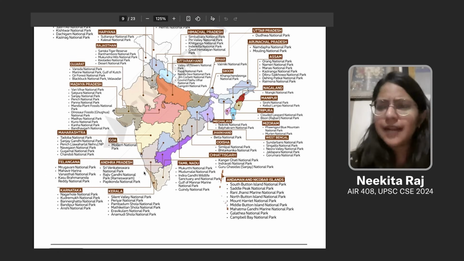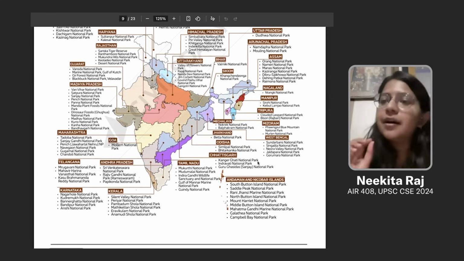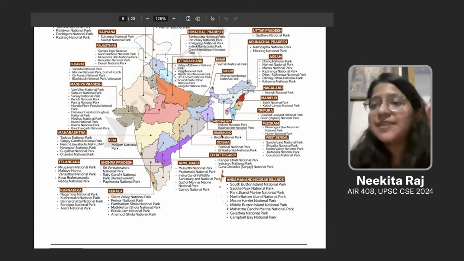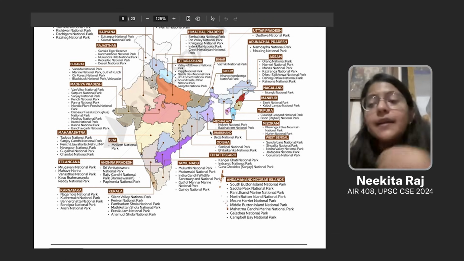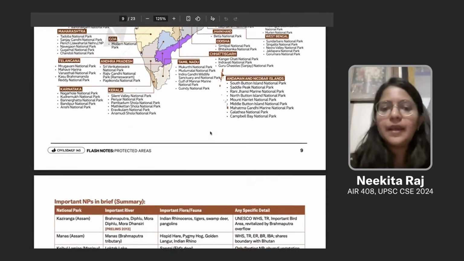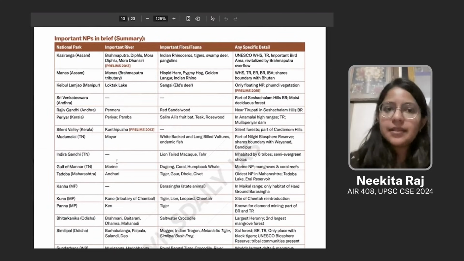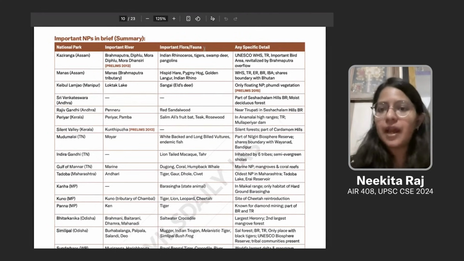So most of the national parks here are something which you already know about. The important part for you to do here is remember those which you don't, and especially highlight those national parks which have been in the news that year. And with a holistic coverage like this, it becomes easier for you to mark those which are currently in the news. Moving ahead, there is this brief of national parks which has been very well summarized. You can see the river, flora and fauna, and any other specific detail which you need to know from the point of view of prelims has been mentioned here.